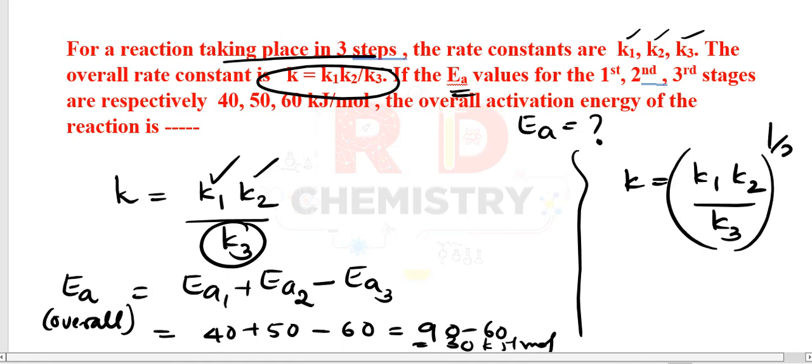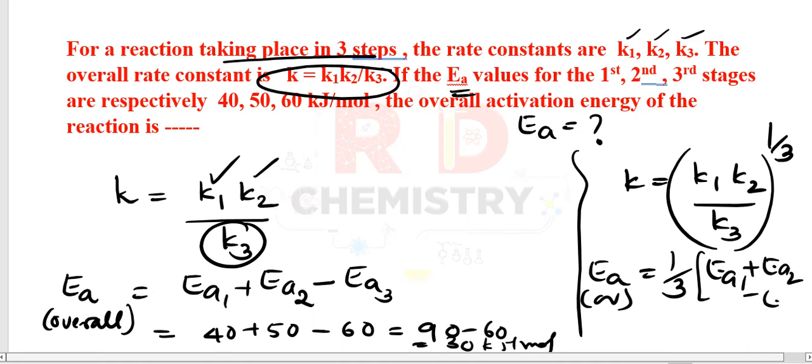What if they are given K equal to K1 into K2 divided by K3 to the power 1 by 3, assuming? In this case, how do you calculate the activation energy of the overall reaction? The activation energy of the overall reaction is equal to 1 by 3 into the energy of activation of the first step plus the energy of activation of the second step minus the energy of activation of the third one. We already calculated EA1 plus EA2 minus EA3, that is 30, divided by 1 by 3, equal to 10 kilojoules per mole. Okay, right?